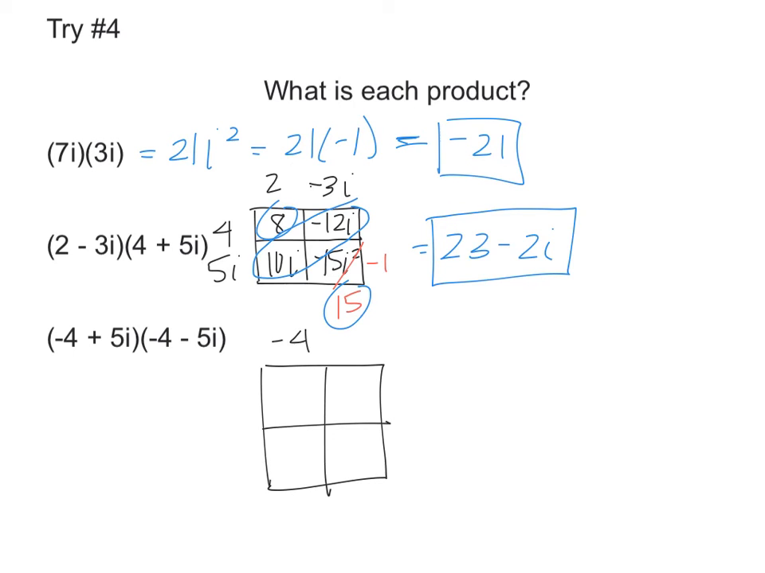So this is negative 4 and positive 5i. This is negative 4 and negative 5i. So in this box we get 16. Below it we get 20i. In the upper right hand corner we get negative 20i, and below that we get negative 25i squared. So again, i squared is negative 1, and negative 25 times negative 1 is positive 25.